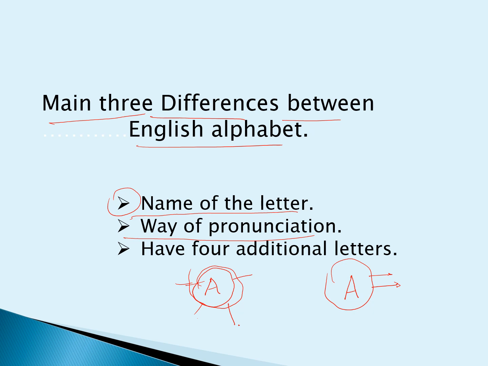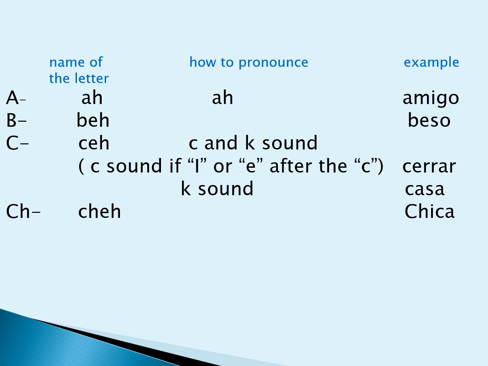And another difference: in English there are 26 letters, but in Spanish, in addition to these 26, there are 4 additional letters. So totally, how many letters in Spanish? 30 letters. Don't worry, now we are going to learn these 30 letters. Okay, let's learn the Spanish alphabet.